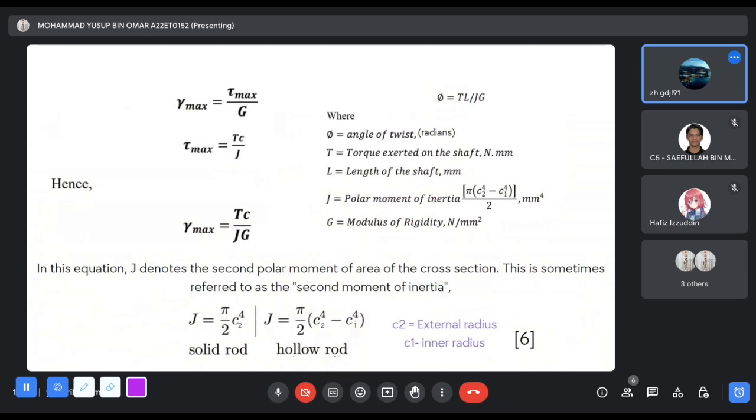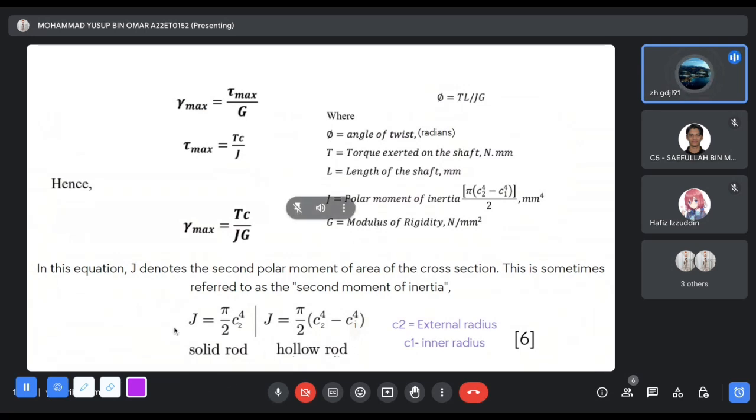Next. So this is the formula. After we derive all these relationships between the torque and the tau, the tau and the modulus of rigidity and shear strain, and the shear strain formula, we get the final formula for our experiment. This is the angle of twist, which is measured in radians, the torque exerted on the shaft, the length of the shaft, the polar moment of inertia, and the modulus of rigidity.